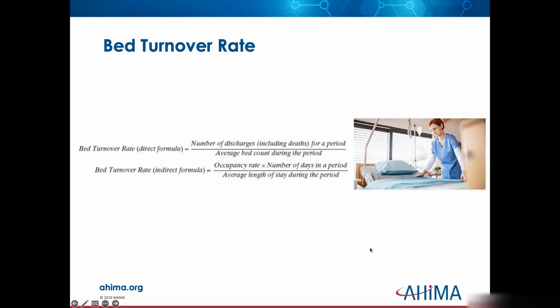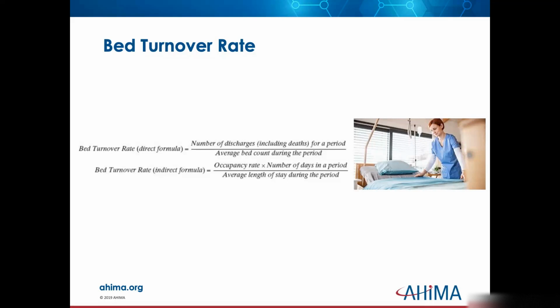Now, with this, you have direct and indirect formulas. With the direct formula, it is the number of discharges, including deaths for a period, divided by the average bed count during the period, versus your indirect, which is the occupancy rate times the number of days in a period divided by the average length of stay during that same period. Now, bed occupancy rate has remained the most important parameter to evaluate the utilization of hospitals.